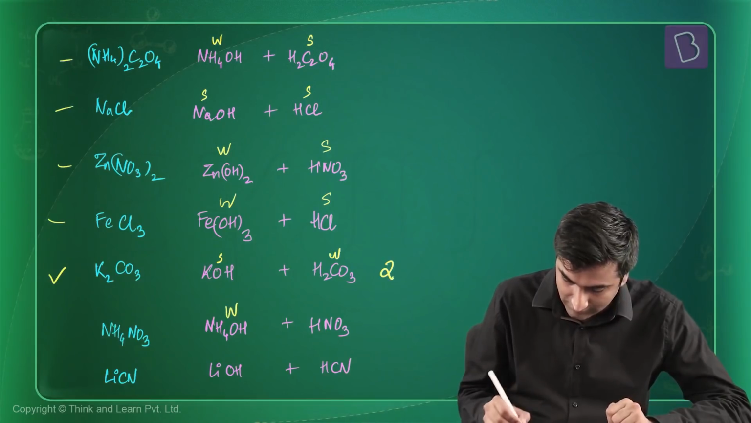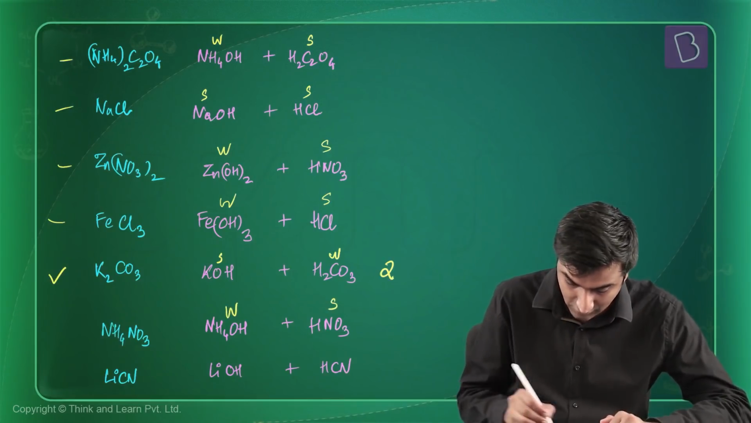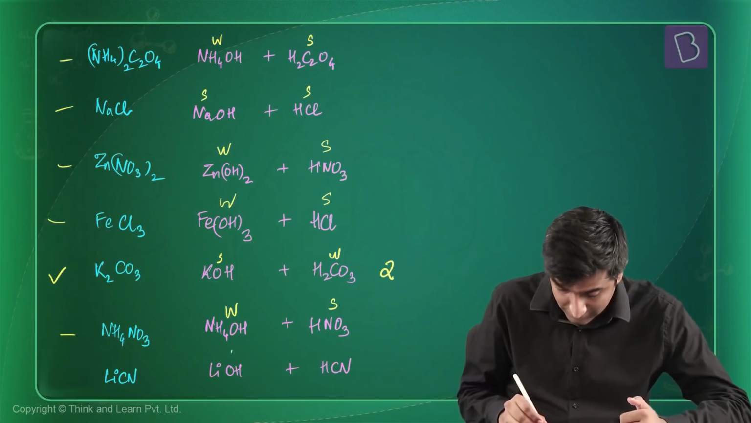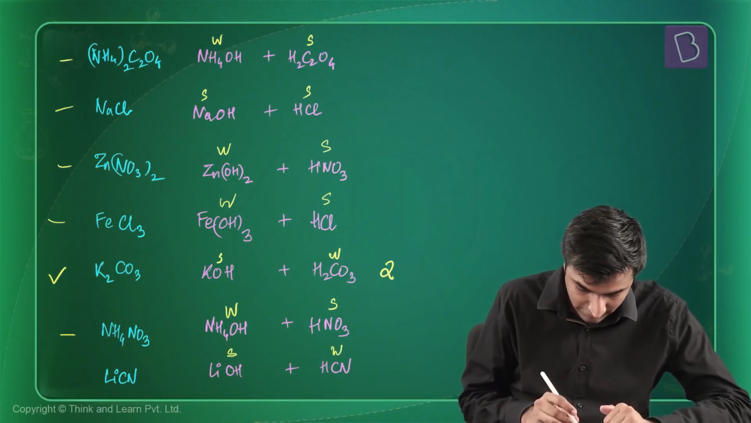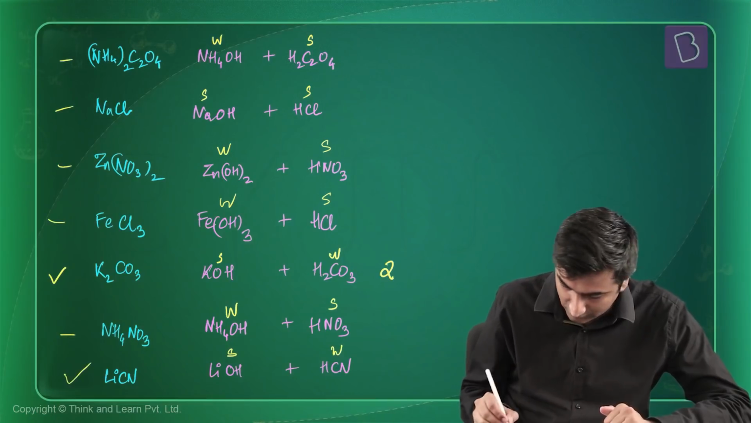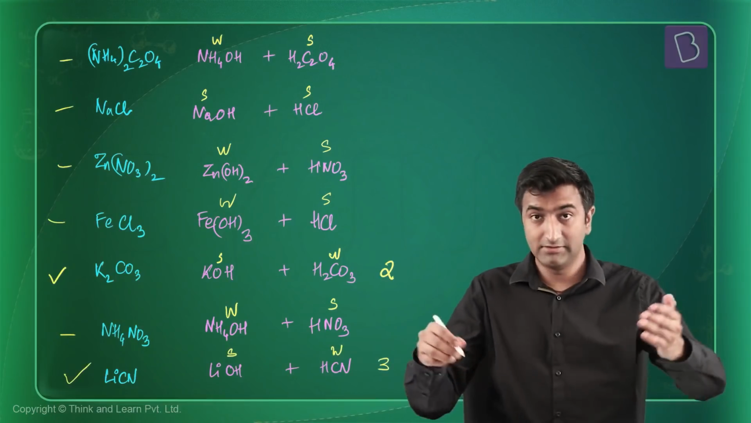NH4OH, this is weak, this is strong. Yeah, there you go. This one also acidic, not happening. LiOH, yes, strong. HCN, weak. And there you go. Oh, wrong one. Yeah, this is correct. So I'm going to put a tick over here. And the answer is 3.